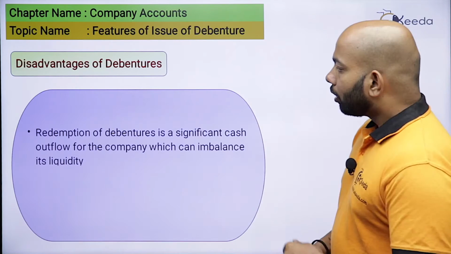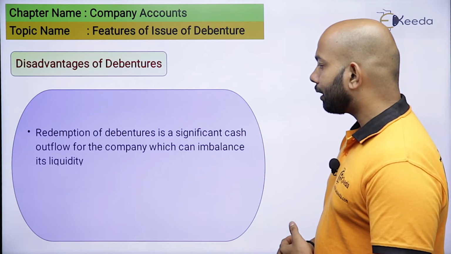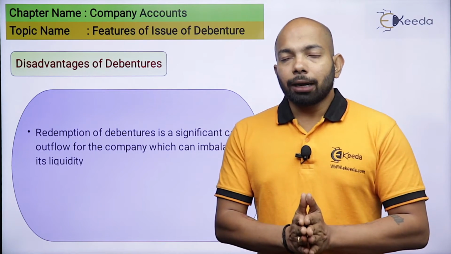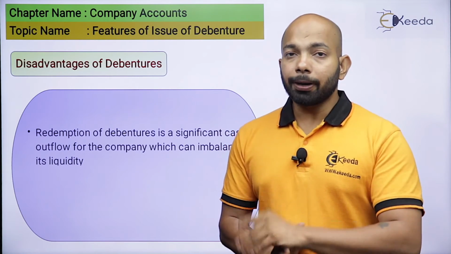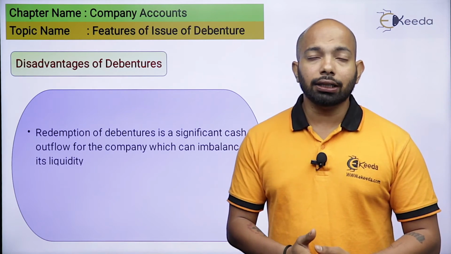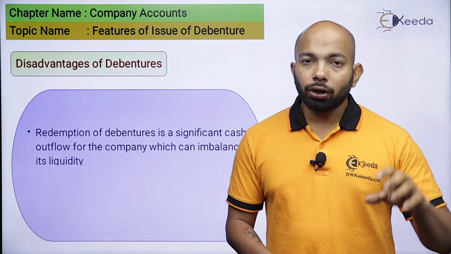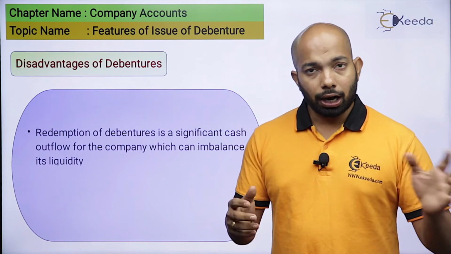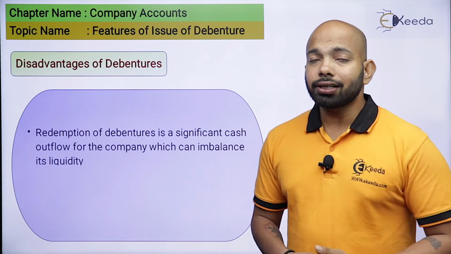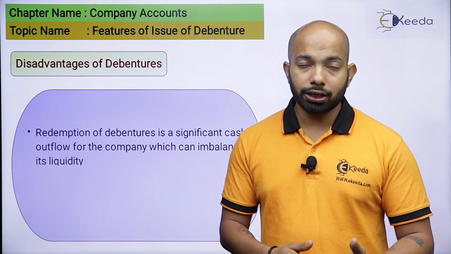Let's go on to the next point. Redemption of debentures is a significant cash outflow for the company, which can upset liquidity. At a certain point of time, you are supposed to repay this amount to the debenture holders. If in that year there are certain contingencies or an imbalance in your equity, you cannot skip the date of repayment. You have to give the amount to the debenture holders on that day itself. Hence, there is a risk you have to take when it comes to redemption or repayment of debentures. Let's go on to the next part.